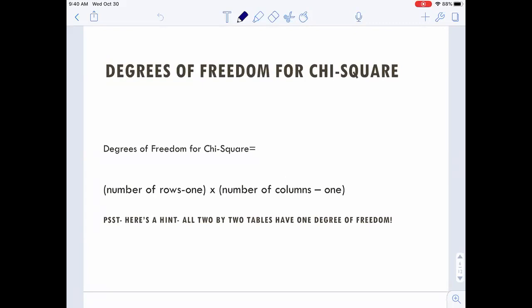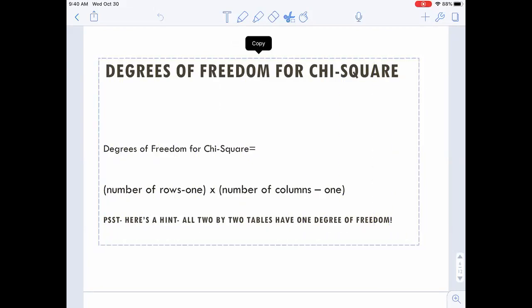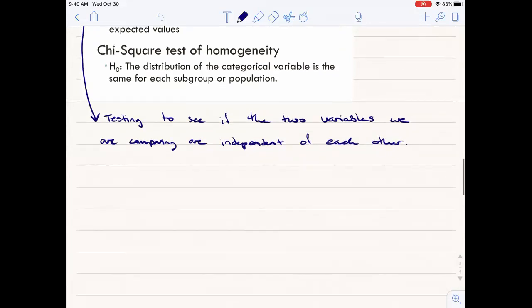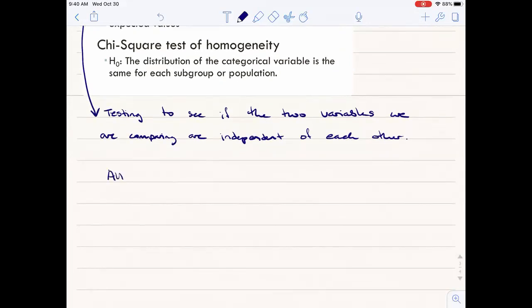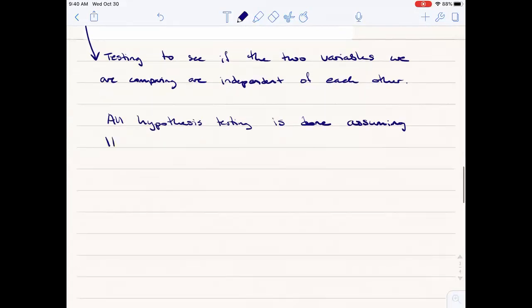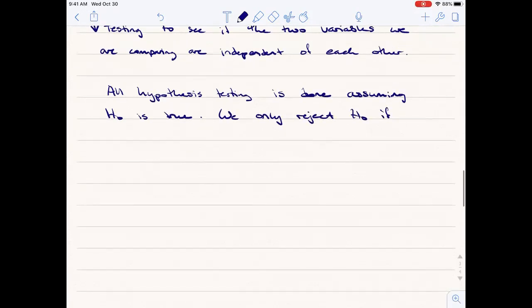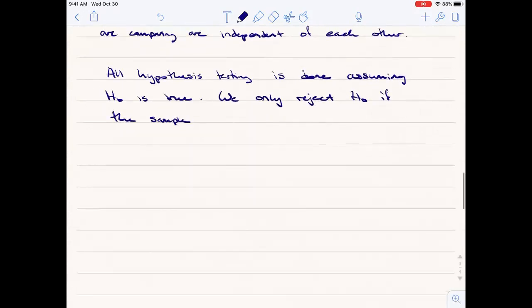Okay. I'm going to write that down. All hypothesis testing, so this is any hypothesis test, is done assuming H naught is true. We only reject H naught if the sample gives us evidence to. If that makes sense.